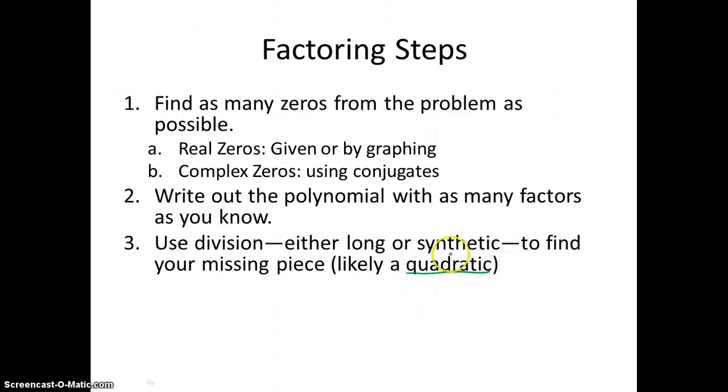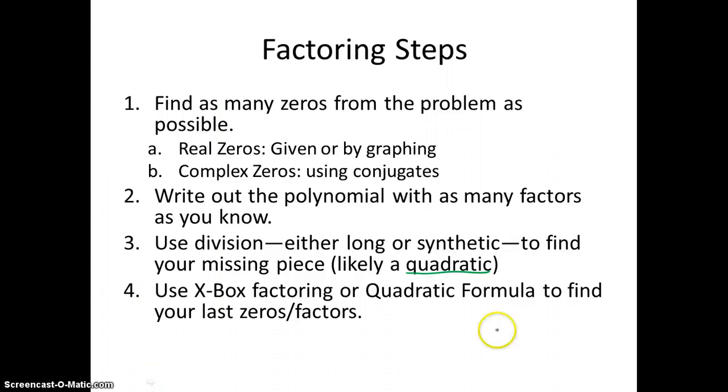Why is it going to be a quadratic? Because we have ways of finding the zeros of a quadratic, either with the quadratic formula or by factoring using the Xbox method. So we're going to use our quadratic formula or the Xbox method to find those last zeros. This was in the last video as well, I just wanted to review it real quick.